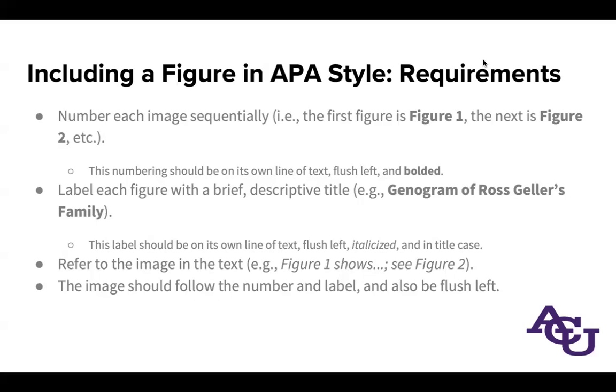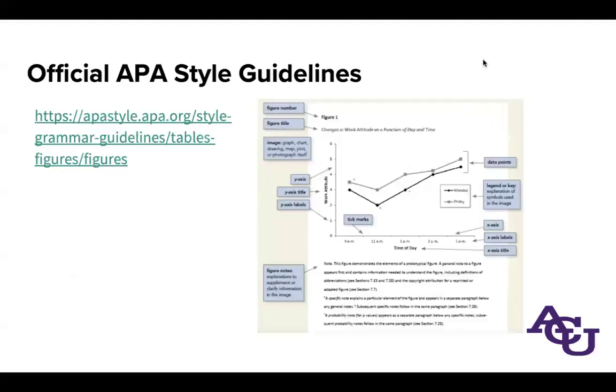And it should also be labeled with a brief descriptive title, like Genogram of Ross Geller's Family. And that should be, again, on its own line of text, flush left, italicized, and in title case. And when you refer to the image in the text, you want to refer to it as figure 1, figure 2, etc. That brief descriptive title, that's just for when the figure appears. When you're referencing it, just use figure 1, figure 2, etc. And the image itself should follow the number and label and also be flush left.